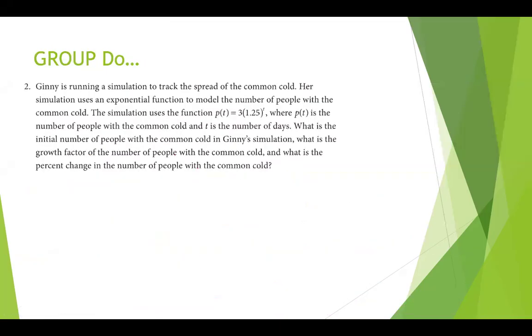So it says Jenny is running a simulation to track the spread of a common cold. Her simulation uses an exponential function to model the number of people with the common cold. The simulation uses the function P of t equals 3 times 1.25 to the t, where P of t is the number of people with the common cold and t is the number of days. What is the initial number of people with the common cold in Jenny's simulation? And what is the growth factor of the number of people with the common cold? And what is the percentage change in number of people with the common cold?